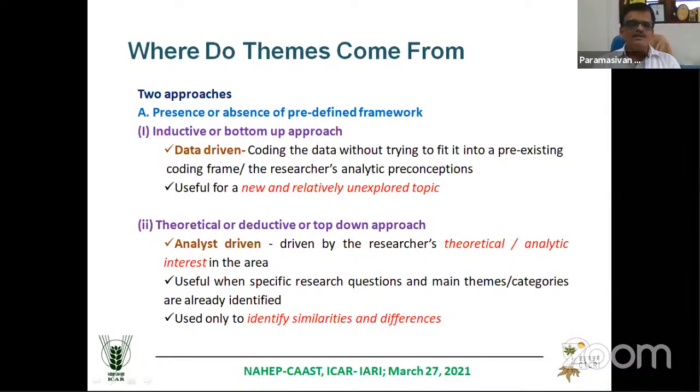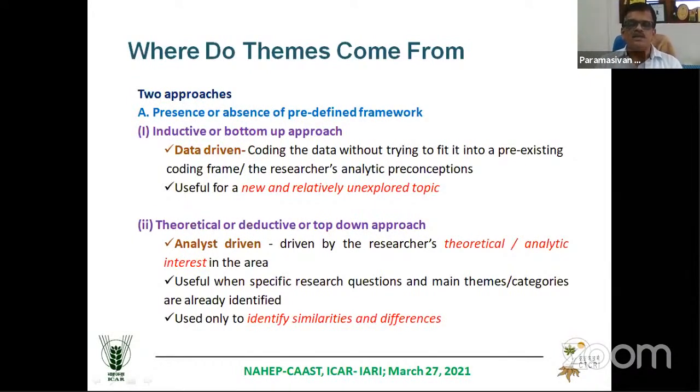So here, when you are going for an inductive or bottom-up approach, you do not have any predetermined framework. You are not going for any predetermined analytical framework. You are simply asking some open-ended questions. From whatever answers are given, you try to identify the themes and prepare the mind map. There, you don't have any theoretical understanding or theoretical structure to guide you.